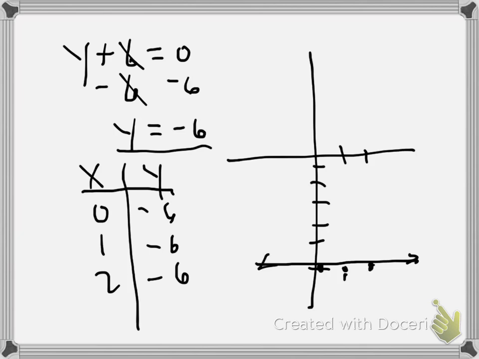All of these points are going to be straight across from each other. So this graph, y equals -6, is a horizontal line. This will be true for any linear equation where we just have y equals a constant. We're going to get a horizontal line every single time. Very similarly, if we have x equals a constant, we're going to get a vertical line, a line that's running straight up and down.